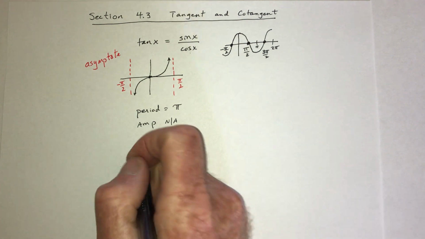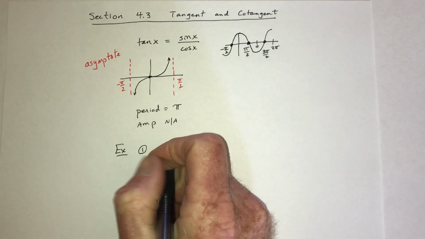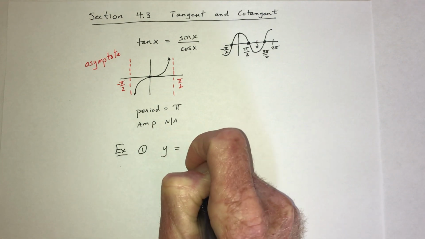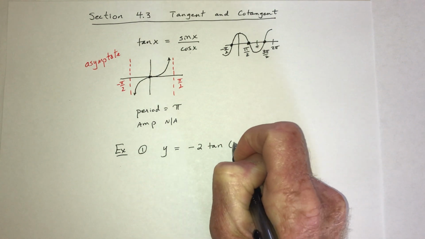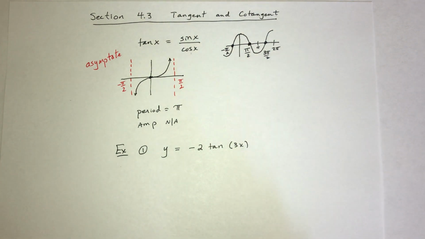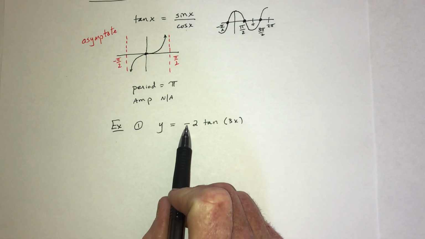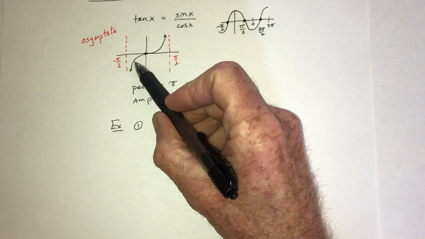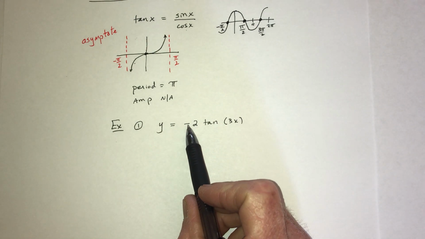All right, then let's do one like this. How about y is equal to negative 2 tangent of 3x. So first of all, the negative will invert it. So instead of this part going up, it's going to go down. And instead of this part going down, it's going to go up. That's what the negative will do.